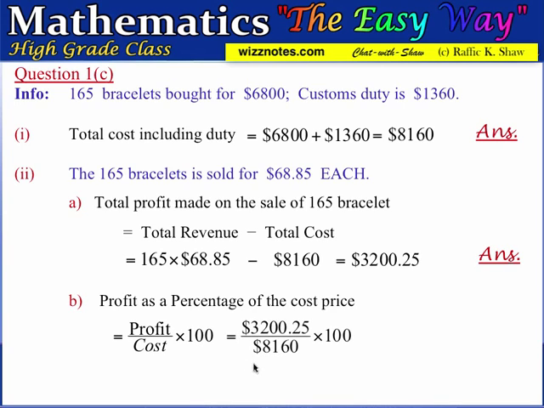And this is the final calculation. The profit, as we said, is $3,225. We're dividing that by the total cost, which is $8,160. To get that as a percentage, we multiply by 100. And so it is 39.22%. And the question asks us to give our answer to the nearest whole number. And so 39.22%, the nearest whole number is 39%. And so that's the answer for this part of this question.